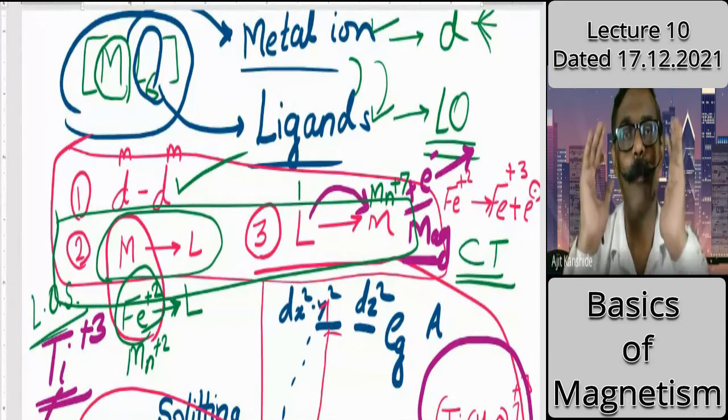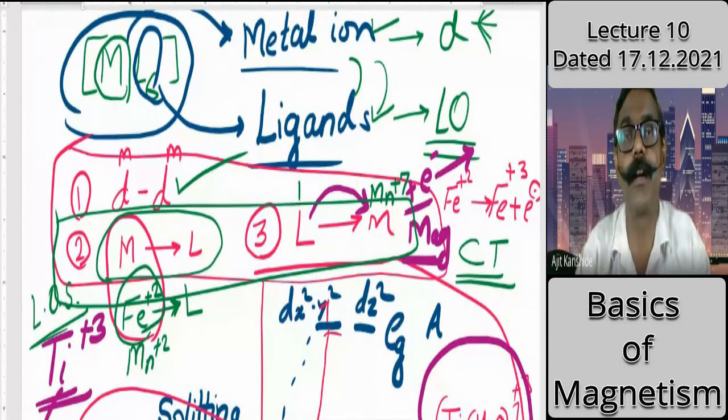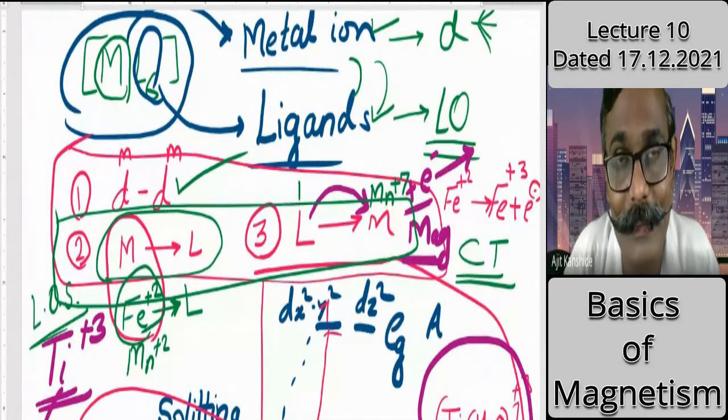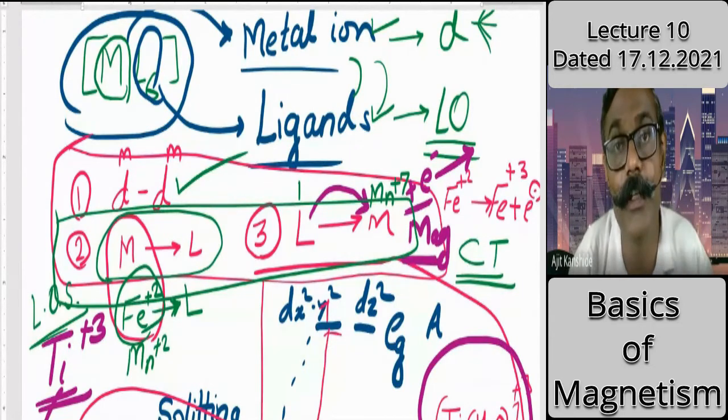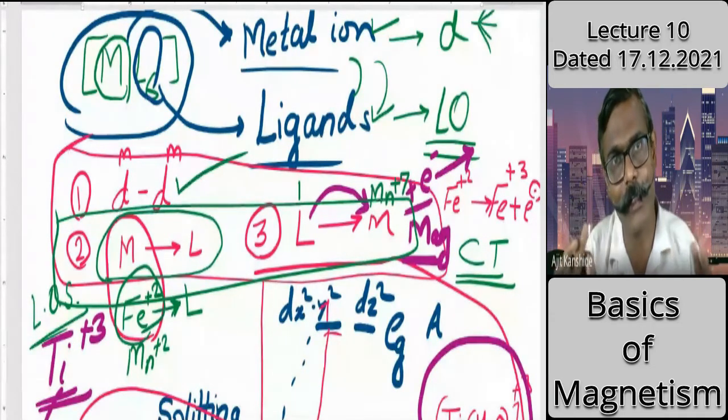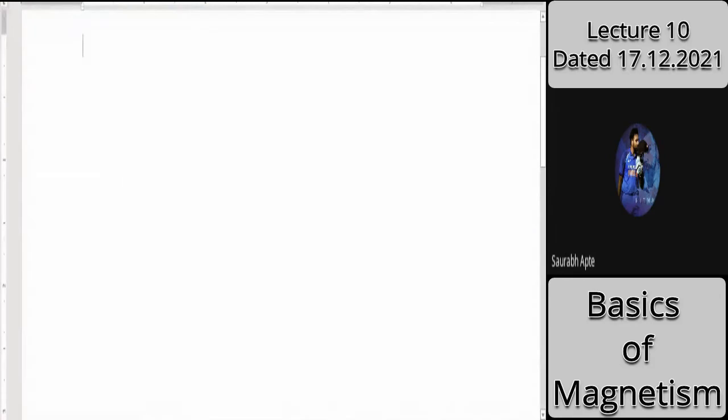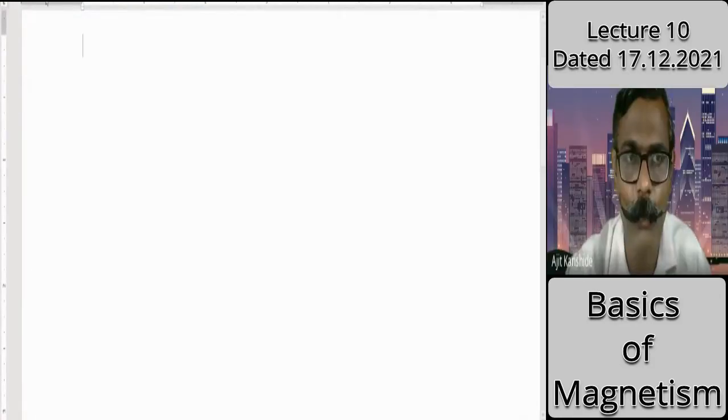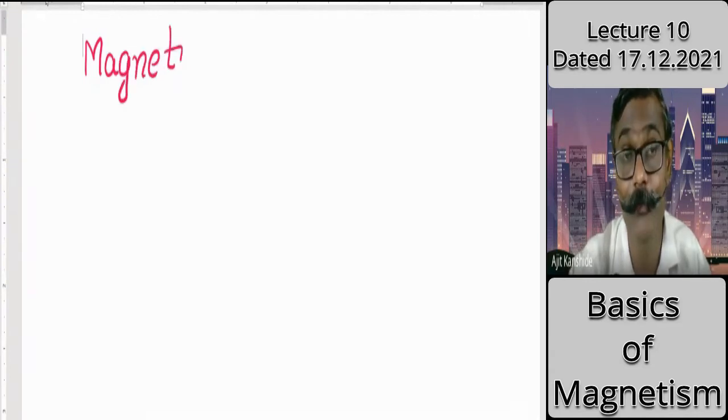Here the topic, colors of the transition series metal ions and their compounds, complexes, is complete. Is this point clear? Yes, sir. Now I want to begin the next point, that's the magnetic properties.